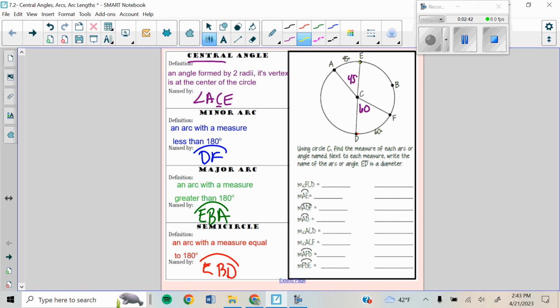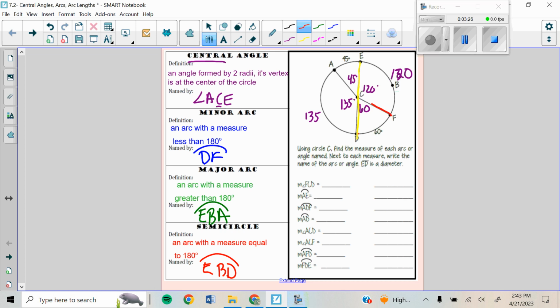Now, ED is a diameter, so it splits this circle in half. Now, circles are 360 degrees total, so that means each half is 180 degrees. So to find my other portions, like my left side, I'm going to take 180 and subtract 45, and that gives me 135 for that angle. And then on the right side, I'm going to take 180 minus 60. So I get 120 degrees there. Now, keep in mind the arcs are the same measure as the angles. Oops, 120, not 130.